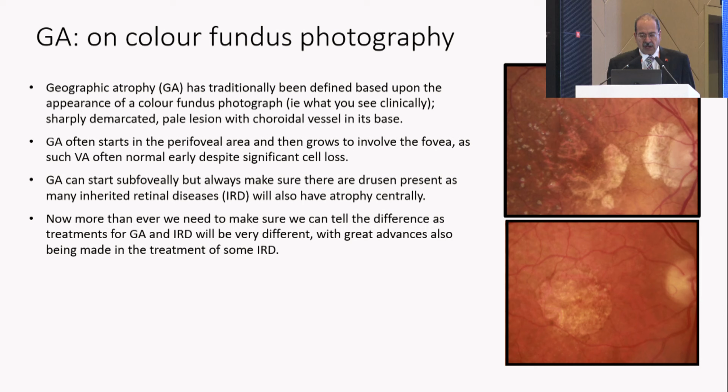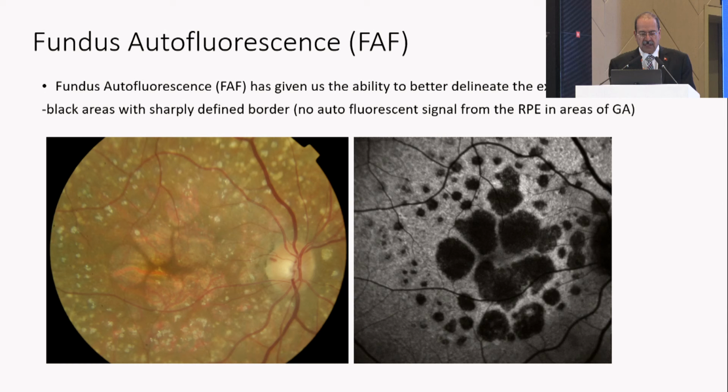Geographic atrophy has traditionally been defined based on the appearance of a color fundus photograph. There's nothing more that's needed to define and detect geographic atrophy. But inherited retinal disease can often mimic geographic atrophy, and obviously you need to differentiate between the two. Otherwise, you can treat one or help one, but you can't help the other. So the thing to look at is the presence of drusen, because you won't get drusen in IRD, you'll get drusen in macular degeneration.